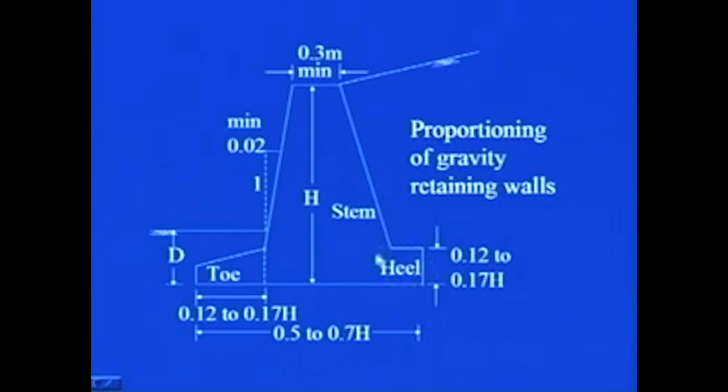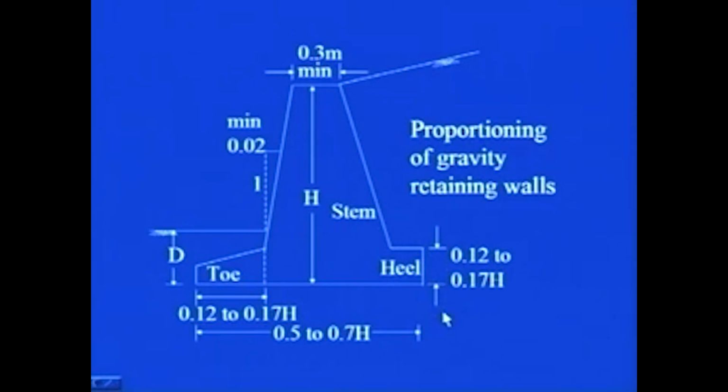What about the thickness of this base slab? That can be kept in between 0.12 to 0.17 h. So, if the height of the wall is 10 meters, then the thickness of the base slab can be of the order of 1.2 to 1.7 meters. Again, I will repeat that there is no hard and fast rule that you have to pick 1.2 meter only or 1.5 meter only or 1.7 meter only as far as the thickness of the base slab is concerned. This gives you a rough guideline for deciding the tentative dimension.